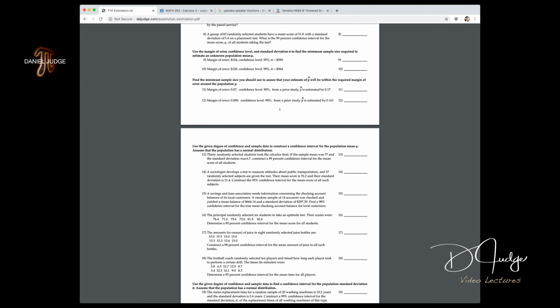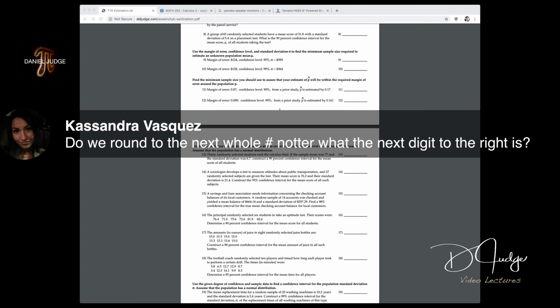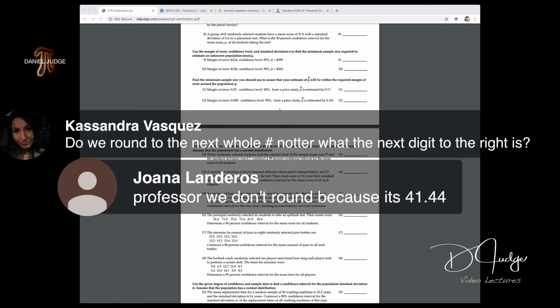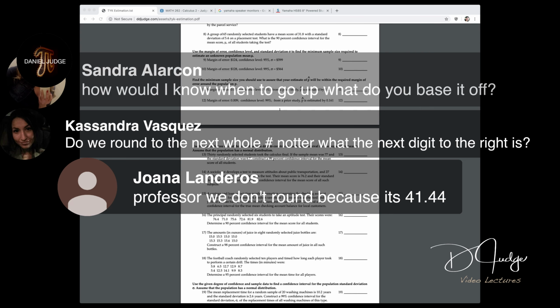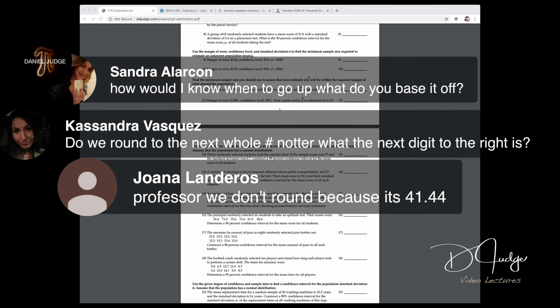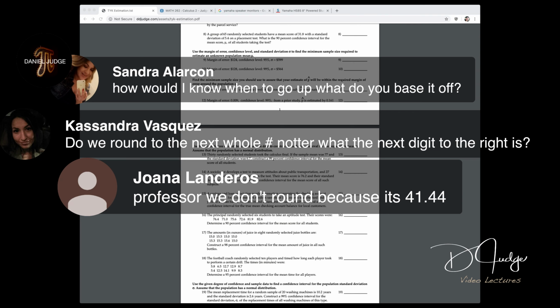So we got some questions here. Do we round to the next whole number? Yes. Cassandra, you always round to the next whole number. Joanna, remember, this is data values, and you can't get 41.44 data values. And what do we have here? We have Sandra. How would I know what to go to and base it off?